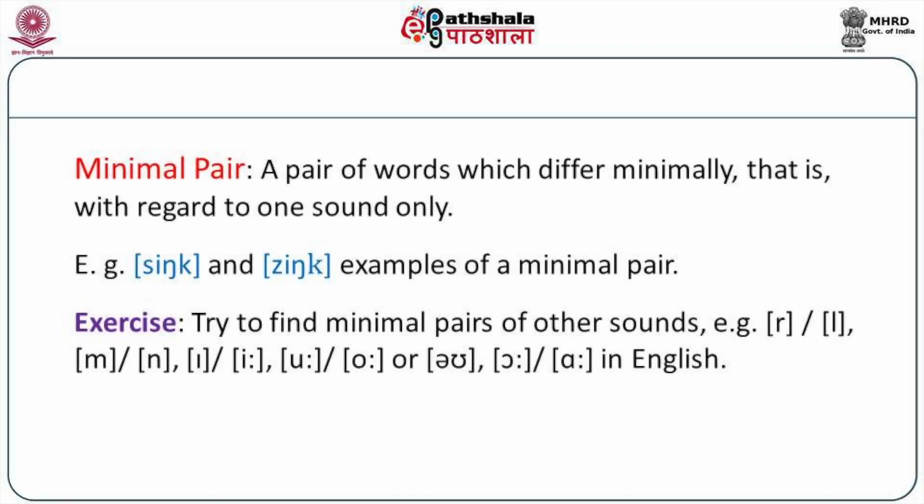We thus find that the best way to look for contrastive distribution is through minimal pairs. Now try to find minimal pairs for other sounds in English and in your own languages. In finding minimal pairs, although the easiest environment and the most commonly found is the beginning of words, that's not the only one.